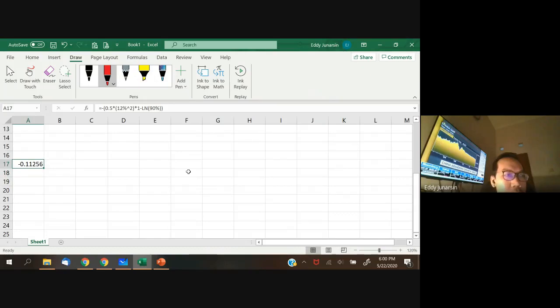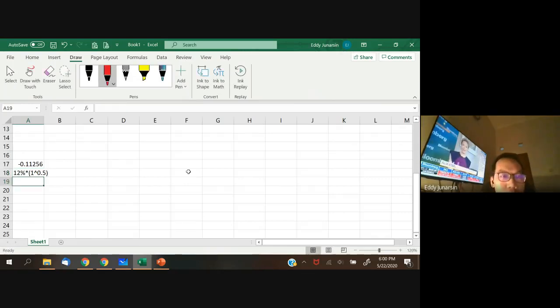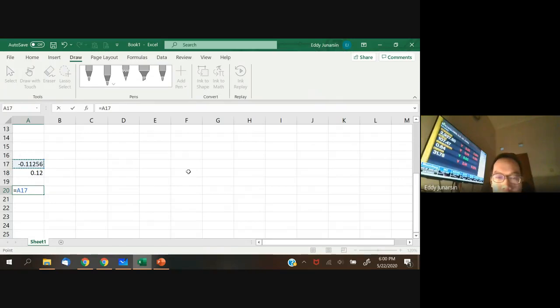Okay, and then the denominator is what? 12% times the square root of 1 is 1, right? But if you want to write it, it's okay. 1 to the power of half. So the square root of 1 is of course 1. So what is H1? So minus 0.938, right? This is H1.